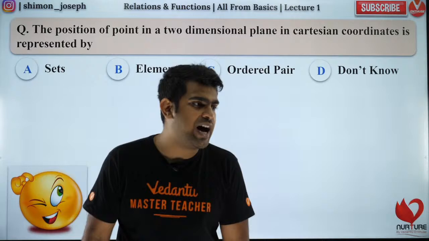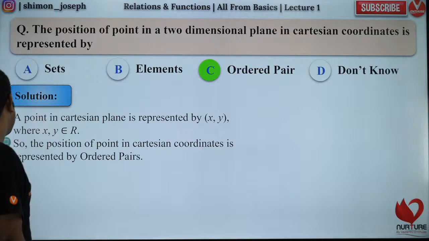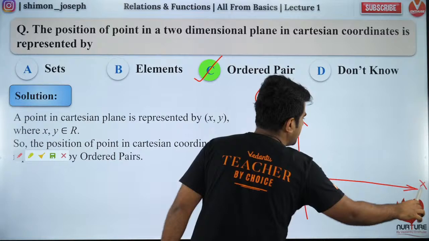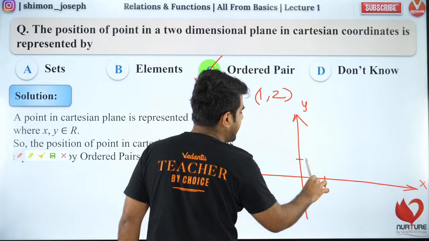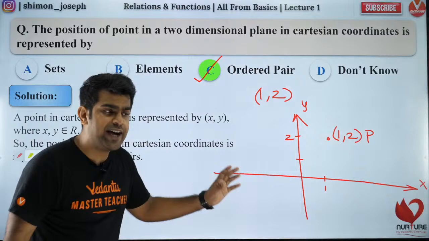So people, the answer for this question is option C. Because like I said, every ordered pair can be represented as a coordinate. So if I have an ordered pair, let's say 1, 2, it is nothing but a point on the Cartesian plane. Cartesian plane you have studied in your 10th standard. You plot your x-axis and y-axis. 1, 2 means 1 unit on the x-axis and 2 units on the y-axis. So it will be a point over here. So this is called your 1, 2 point. So you see, this ordered pair is nothing but a point on the Cartesian plane. Are you all clear with it? Everybody clear? Shall we move forward?